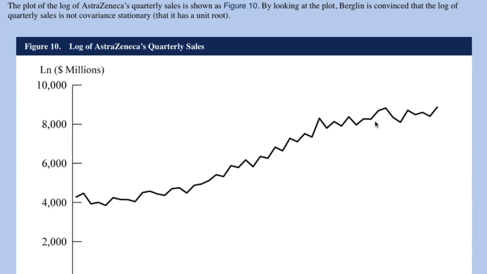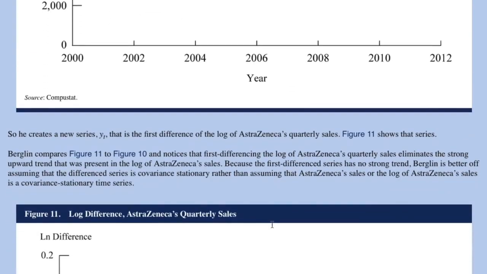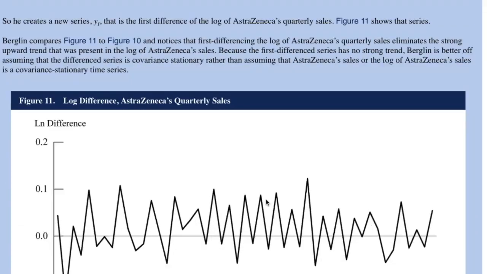Let's see what we do now. Let's scroll down. So he creates a new series, YT, that is the first difference of the log of AstraZeneca's quarterly sales. Remember what we said, if we suspect that we have a non-covariance stationary time series, which that chart really showed that we did, take first differences and replot it and see what you get.